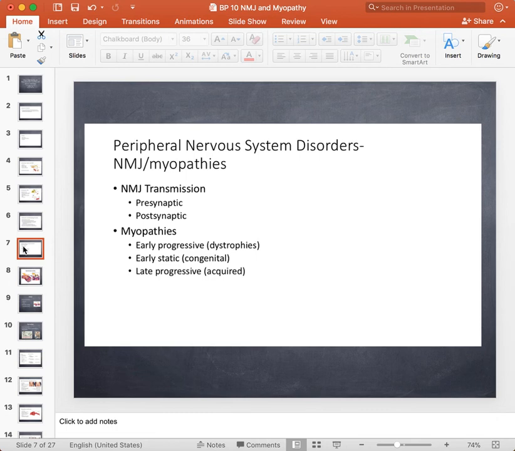With myopathies, this is sort of my breakdown and the way that I think about it, because I think it's a very large, diffuse, and difficult topic. But there are three main things we care about. Early progressive myopathies, known as the dystrophies; early static, which are the congenital issues; and then late, and when I say early and late here, I mean presenting. So late progressive, otherwise known as the acquired myopathies.